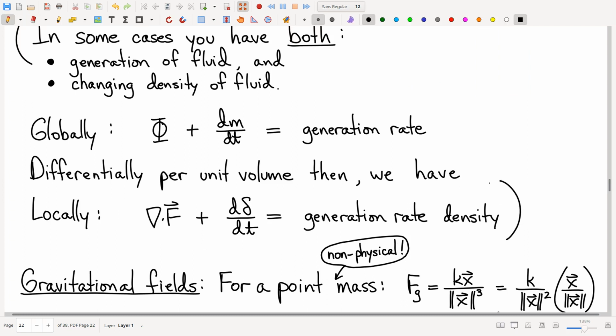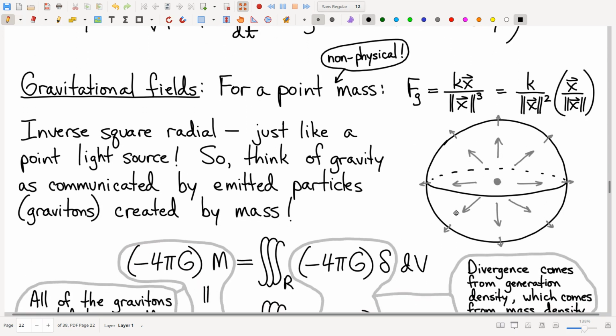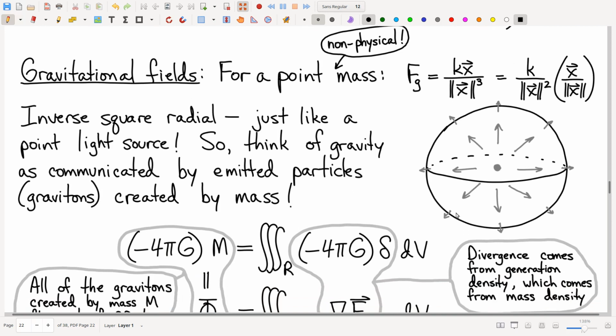I just wanted to show you that these two physical scenarios we saw are kind of two extremes of a spectrum of different actual scenarios. Okay. All right, let's talk about gravitational fields. This is one of the big uses of the divergence theorem. Well-known formula for the gravitational field.